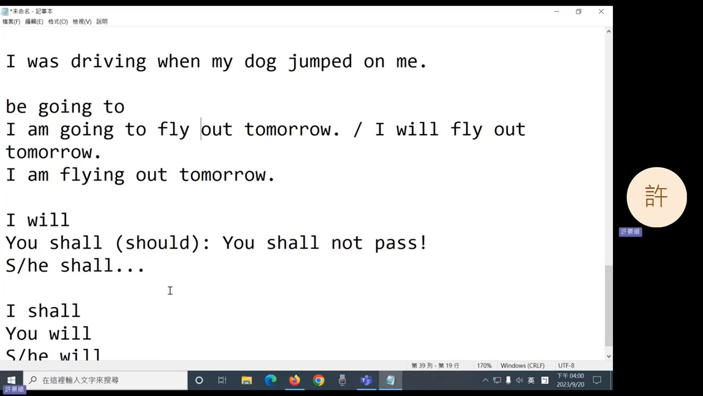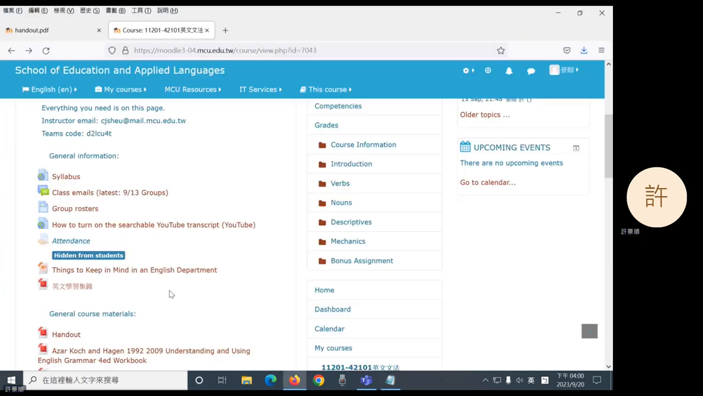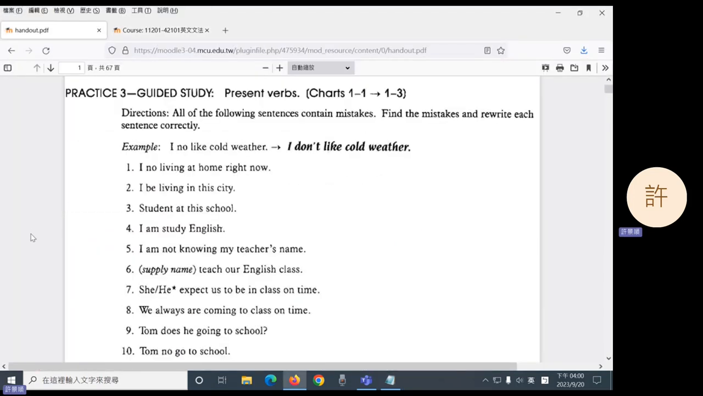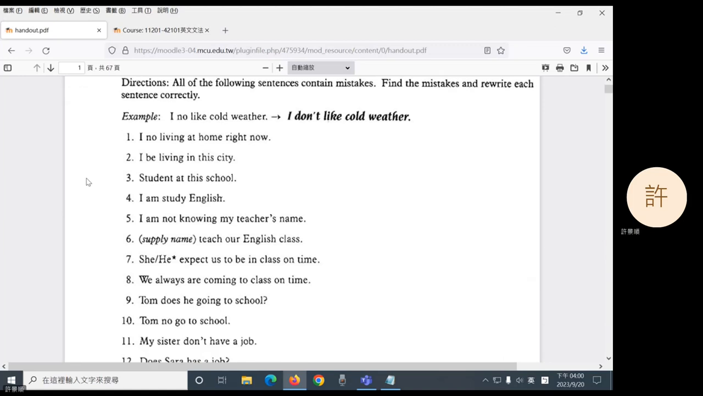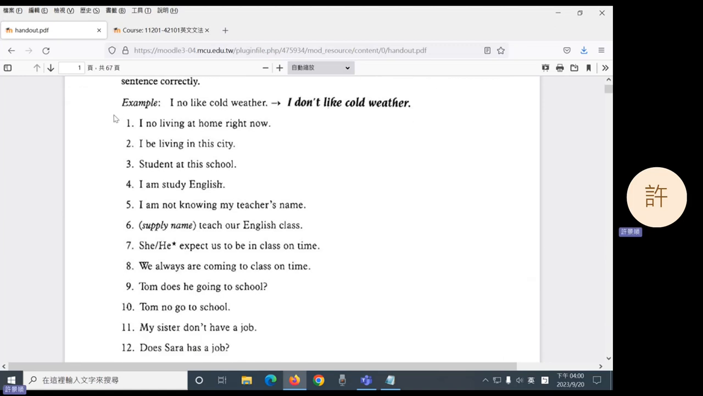Okay, so let's see if you really do understand. Look at your handout. 请看讲义. Your handout is all questions, and the questions are all corrections. 都是改错误题. So on the first page, if you don't have a handout, I will give you one next week. For this week, you can share with your friends or you can download it from Moodle. So in this set of questions, every sentence is wrong. Please correct it to the right version. So for example, "I no like cold weather" changes to "I don't" or "do not like cold weather."